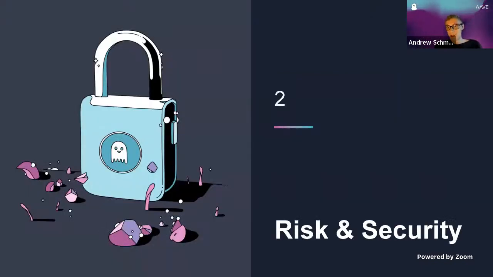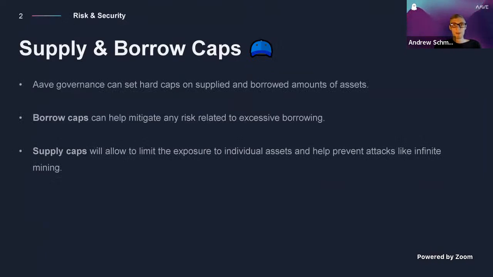Next is risk and security. There are a number of different things that governance is now able to enact to keep the protocol a lot safer. The first two are borrow and supply caps. These are pretty easy to understand. They're basically just a limit that's placed on individual tokens. So say I can only supply a certain amount of this asset, or only borrow a certain amount of this asset.